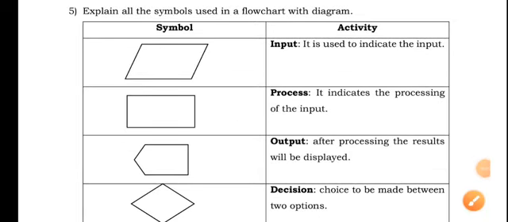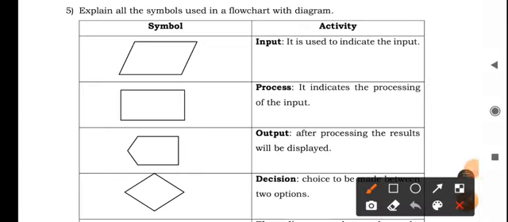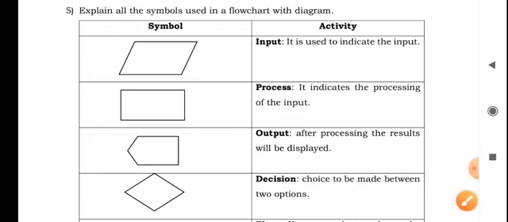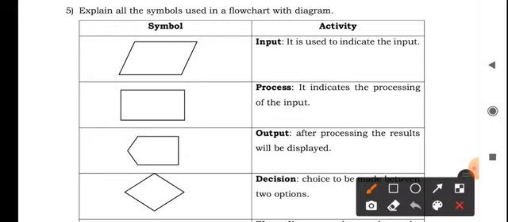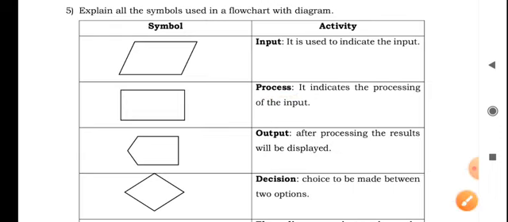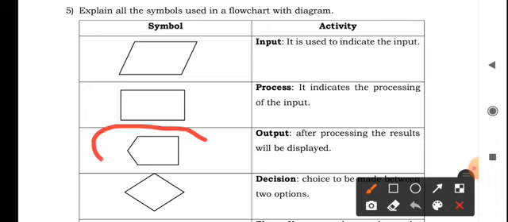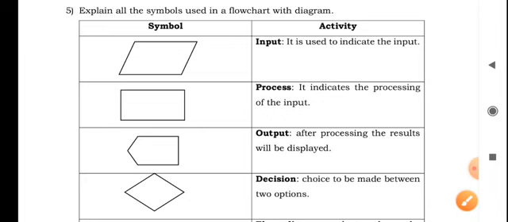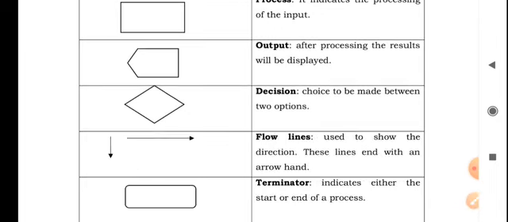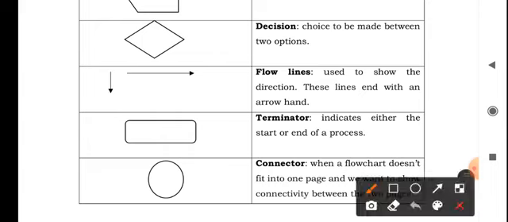Symbols used in the flowchart. First symbol, it is used to indicate the input. Second symbol, that is the rectangle, it indicates the processing of the input. The third symbol, that is output. After processing, the result will be displayed. Then the diamond shape, that is used for taking a decision, a choice to be made between two options.